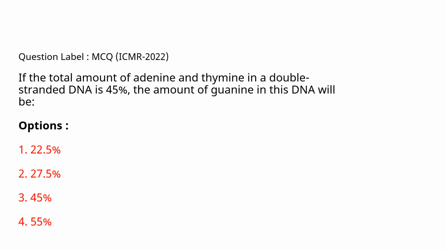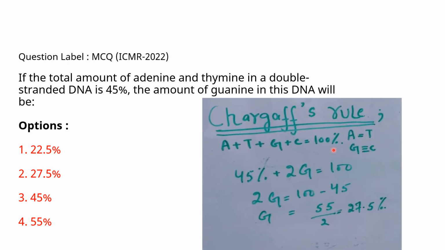Moving to the next, this question was asked in ICMR 2022. It says that if the amount of adenine and thymine in a double-stranded DNA is 45%, what will be the amount of guanine in this DNA? We have to find out the amount of guanine. I have solved this using Chargaff's rule. The amount of purines is equal to the amount of pyrimidines, and adenine plus thymine plus guanine plus cytosine gives the complete composition, that is 100%.